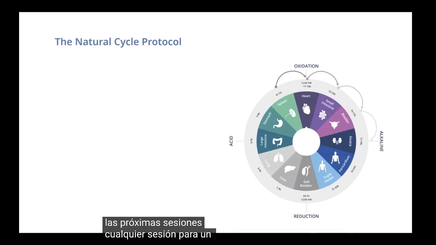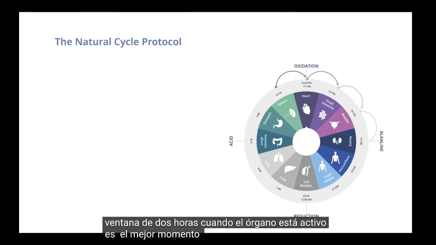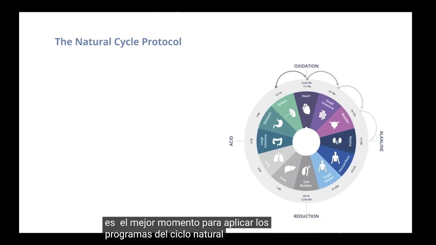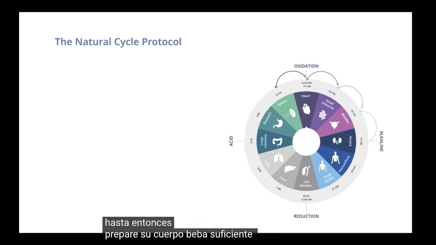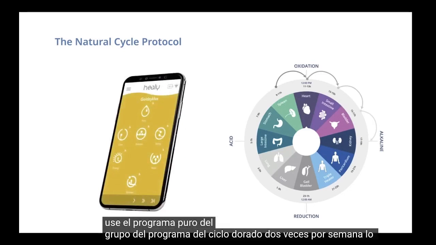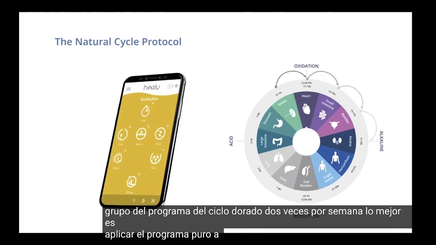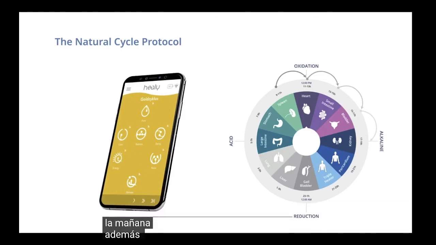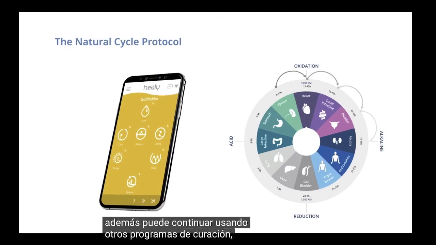Any session for an organ that would be active during the night and your sleeping phase may be skipped. The 2-hour window when the organ is active is the best time to apply the natural cycle programs. Until then, prepare your body, drink enough water, and use the Pure program from the Gold Cycle program group twice a week. It is best to apply the Pure program first thing in the morning. Additionally, you can continue to use other Healy programs.